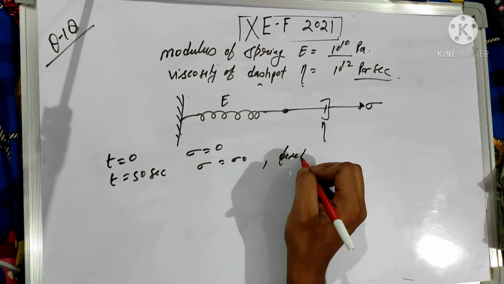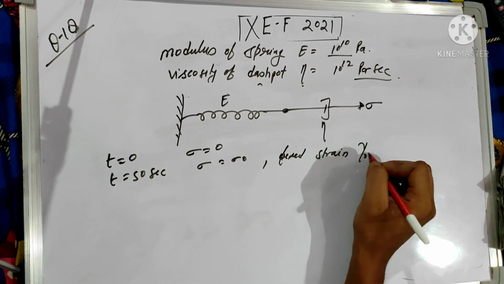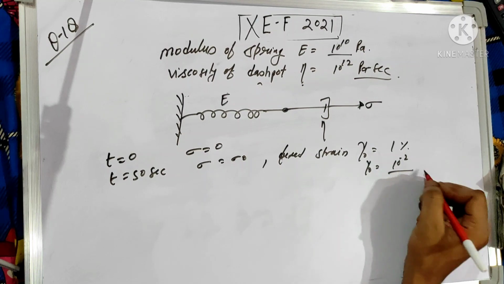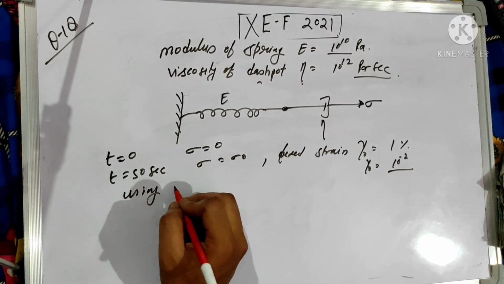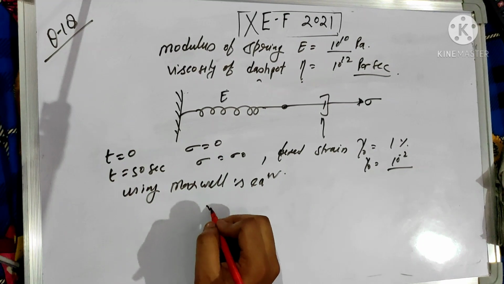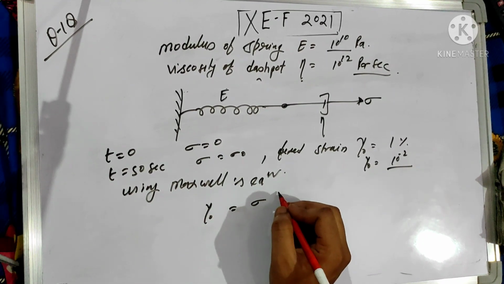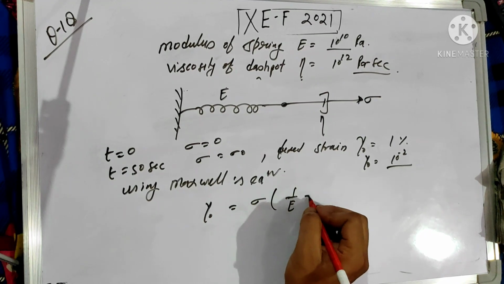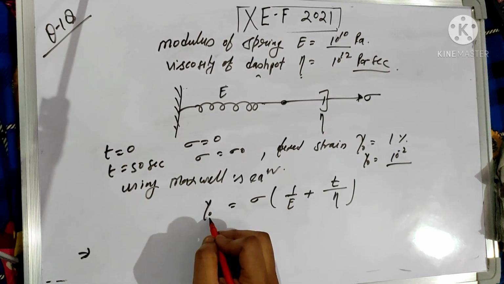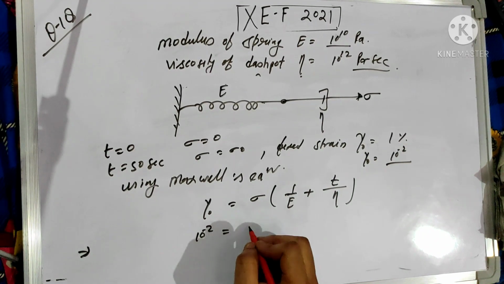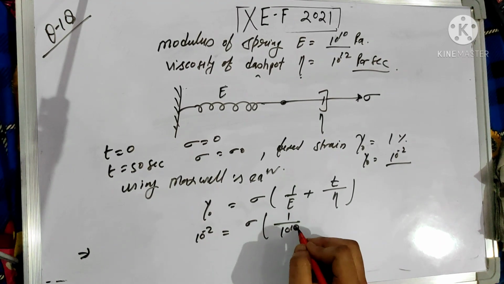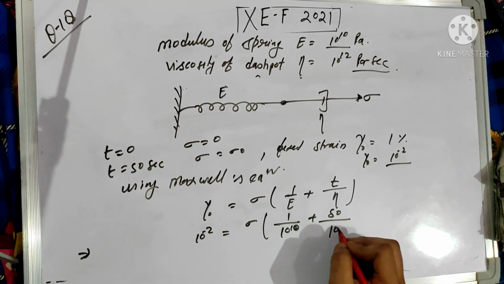At fixed strain, gamma naught is equal to 1%. That means gamma naught is equal to 10 power minus 2. Now using the Maxwell model's equation, gamma is equal to sigma into 1 upon modulus of the spring plus t divided by viscosity of the dashpot. So gamma naught is given as 10 power minus 2, sigma should be calculated, E is given as 10 power 10, t is equal to 50 seconds, and viscosity is given as 10 power 12.